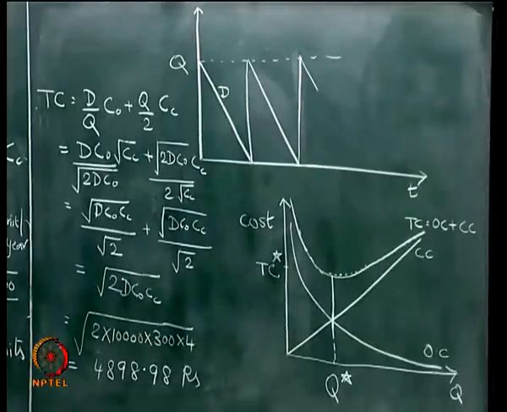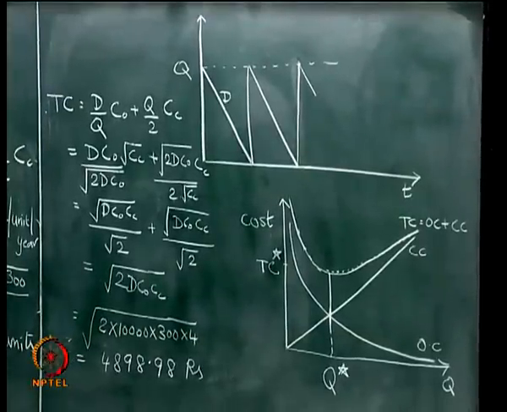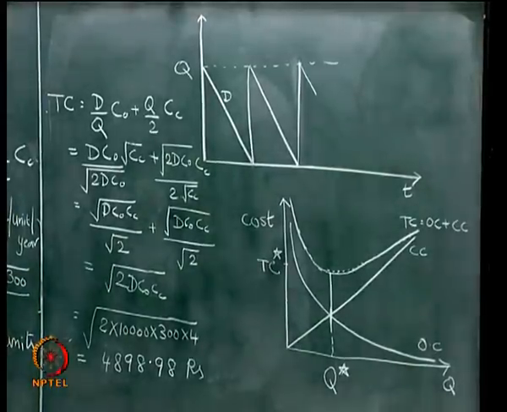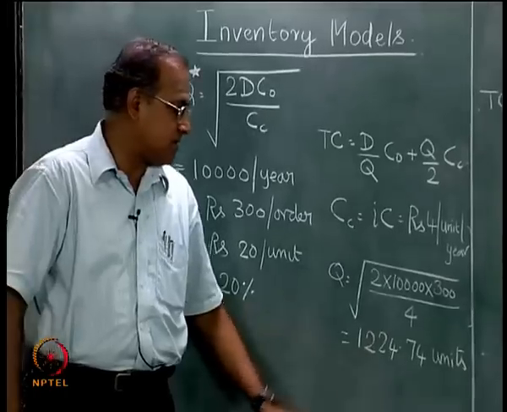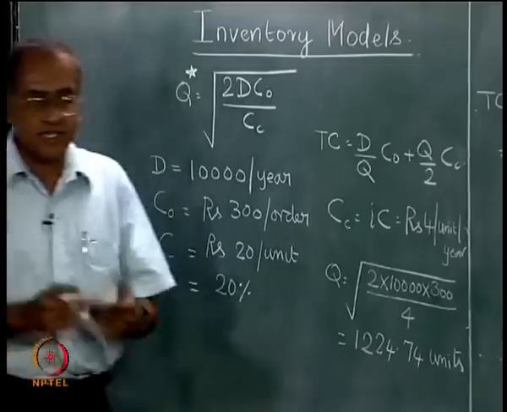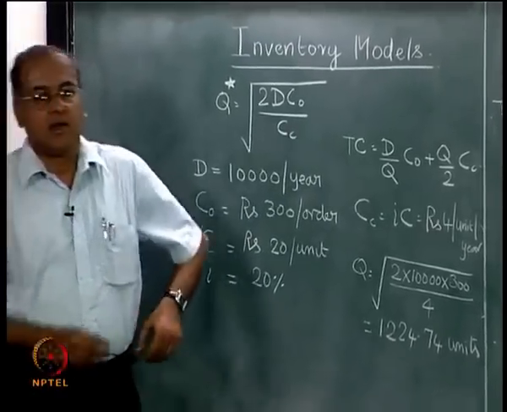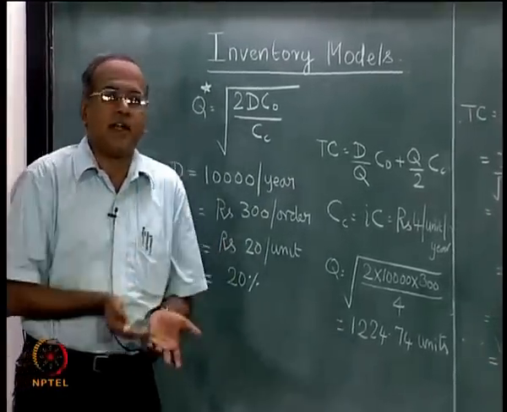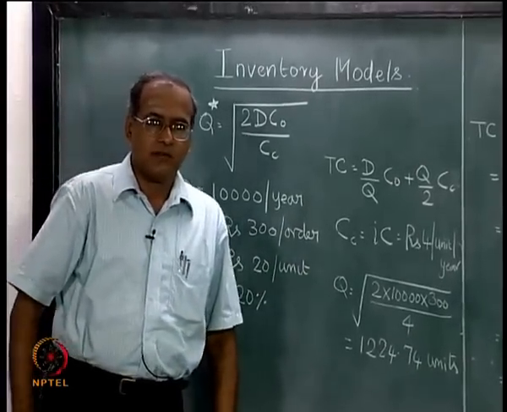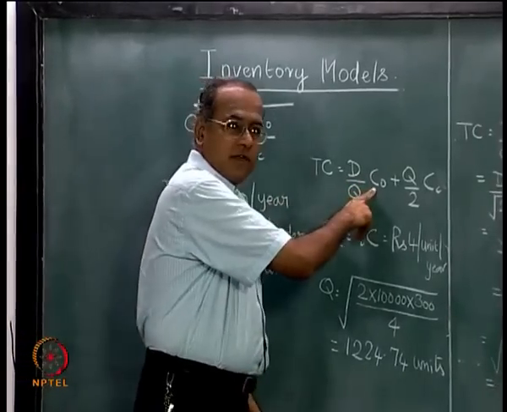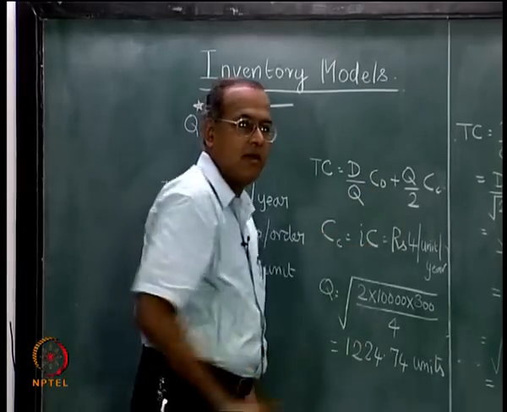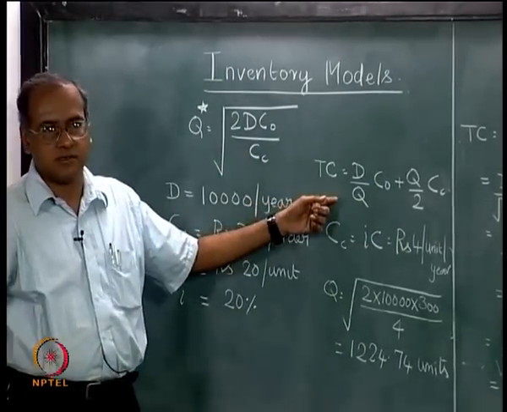Now, let us try and answer a few simple questions. One is, when we did this calculation, we have now found out that the economic order quantity is 1224.74. So, the first question that we would ask is, are we justified in treating this order quantity as a continuous variable? When we differentiated this and set the first derivative to 0 to find the minimum, we assumed that q is continuous.